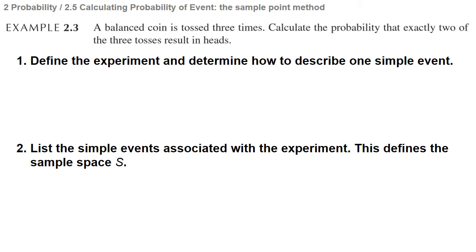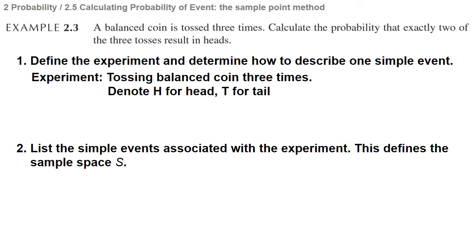Okay, step 1, define the experiment and determine how to describe one simple event. What would be the experiment here? So here, the experiment is tossing a balanced coin 3 times, and let's denote H for head and T for tail. And let's describe one simple event. One simple event would be HTH. So we tossed the coin 3 times, and 2 of them are heads and 1 of them is a tail.